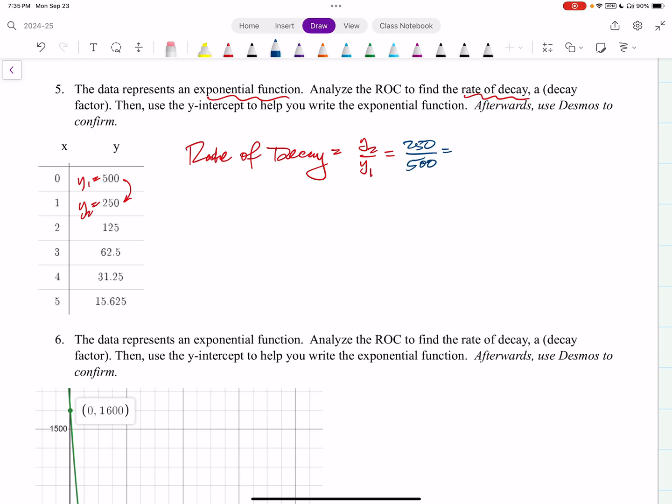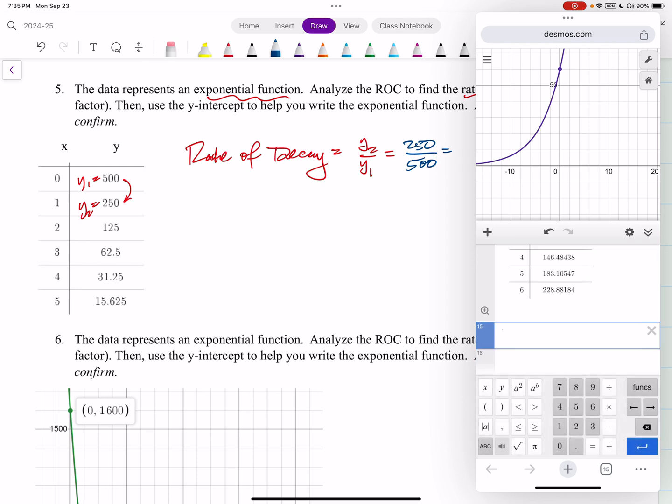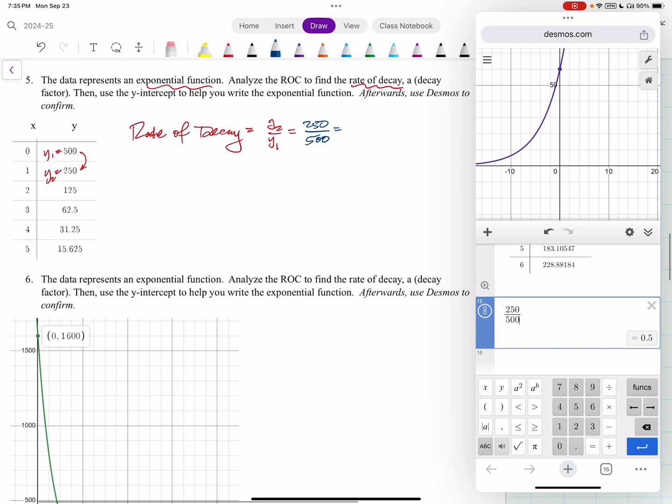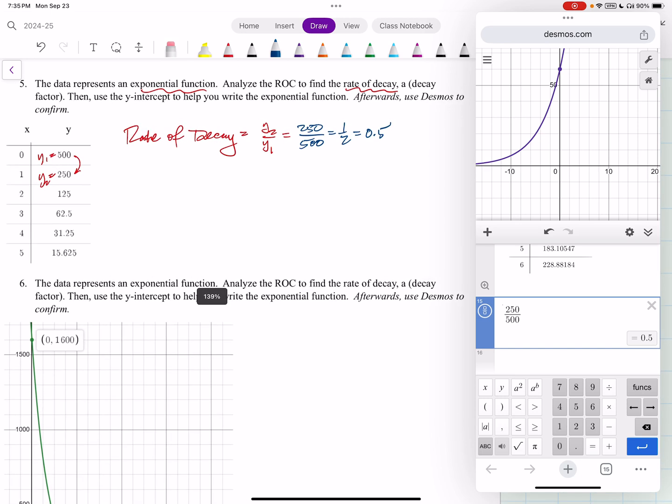If you don't know what that is, well, it looks like a half to me, but just go ahead and type it in. You can see it's 0.5. 0.5 is 1/2. Half of 500 is 250, so that's 1/2, or you can say 0.5. And there's your rate of decay. So we're taking everything and multiplying it by 1/2, and everything gets half as big. That's why things are getting smaller as opposed to bigger.